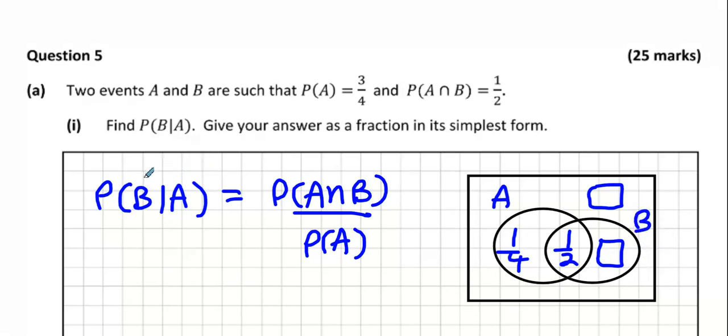What's the probability of B, given that you already know A has already occurred? Well, the probability that A has already occurred is 3/4, because that's the probability of A. And then the intersection is what's in the middle. So it's 1/2 divided by 3/4, and what do we get? Anybody know?